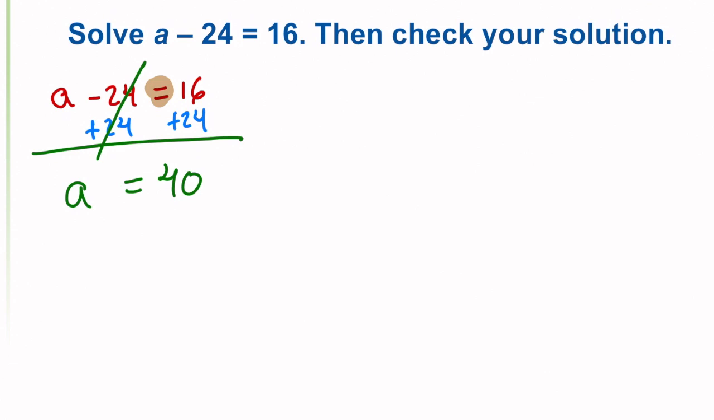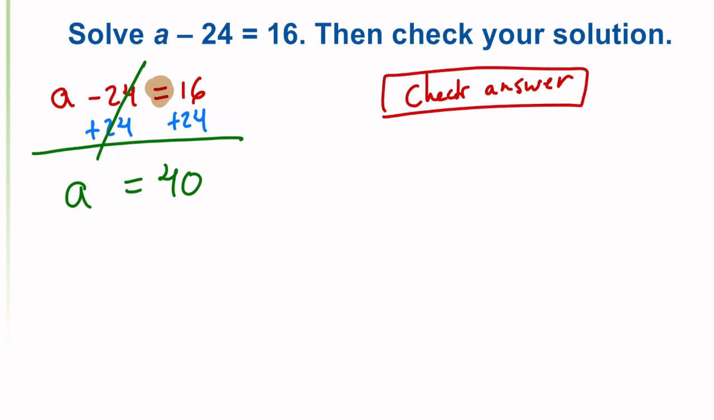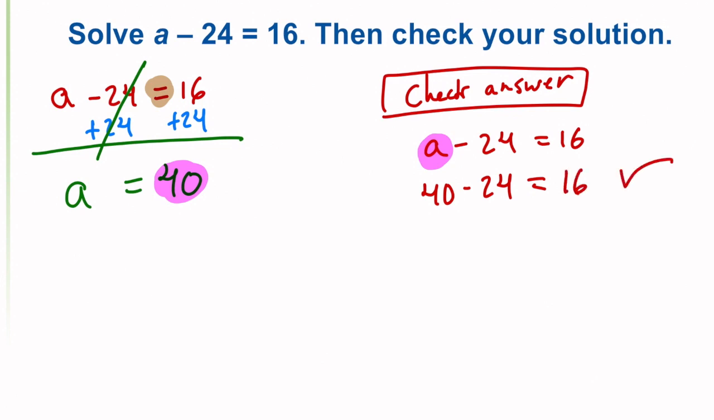But like I said, we're going to check our answer. So to check our answer, we're going to start with the original equation. So the original equation was a minus 24 equals 16. And then we're going to replace the a with the answer that we got. So we got that a equals 40, so that's why I'm going to replace the a with 40. And then if I get 16, that means that's the correct answer. So 40 minus 24, it is 16, so it is the correct answer. So we did it right, so a equals 40.